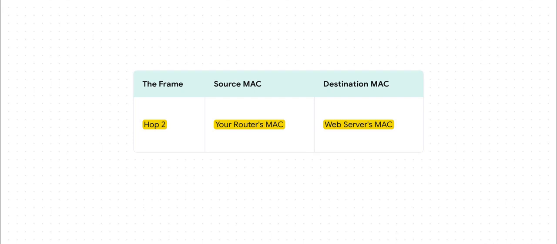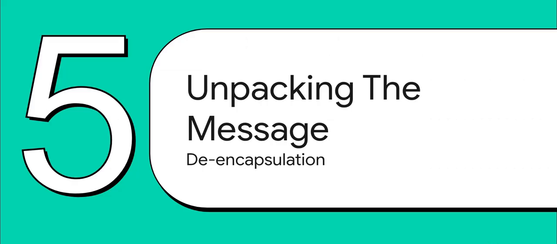So now the source MAC address is the router's MAC, and the destination MAC is whatever the next device is on the path to the server. And this rewrapping happens over and over again at every single stop, all while that inner IP packet just stays there totally untouched. So after all those hops, all that rewrapping, your package finally makes it to the web server. Awesome. But it's still covered in all those layers of digital packaging, right?